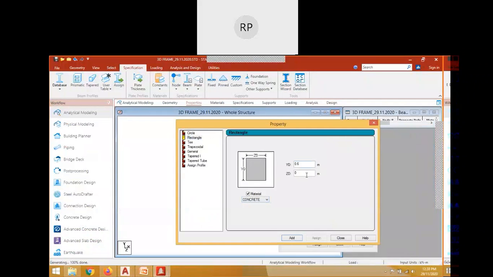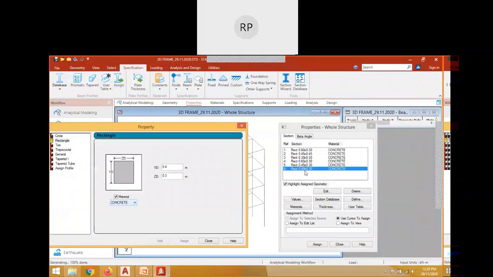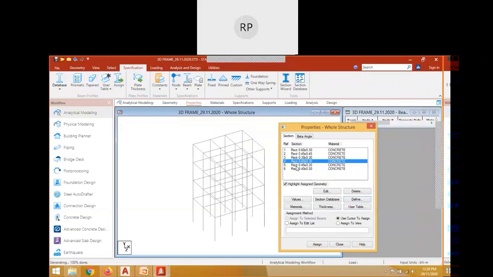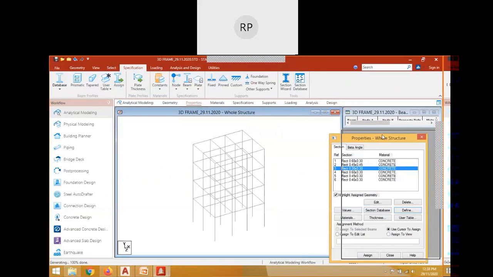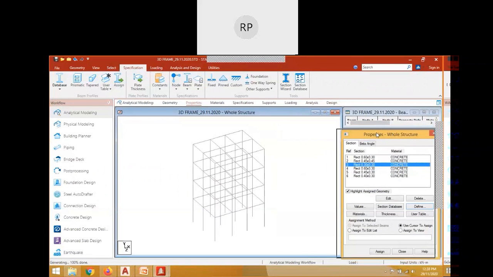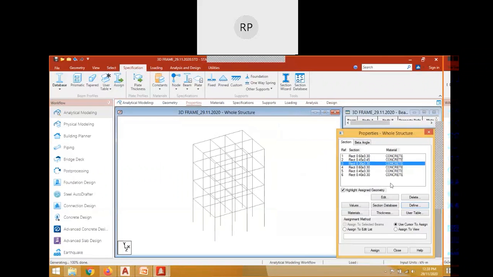So again, go to define concrete. So 0.6 by 0.3, then 0.3 by 0.45, say add, and 0.3 by 0.4, say add. So these three are beams, 1, 2, and 3, and these three are columns, 1, 2, 3. So 3 beams and 3 columns are getting added. So total 6 properties we have with us now.